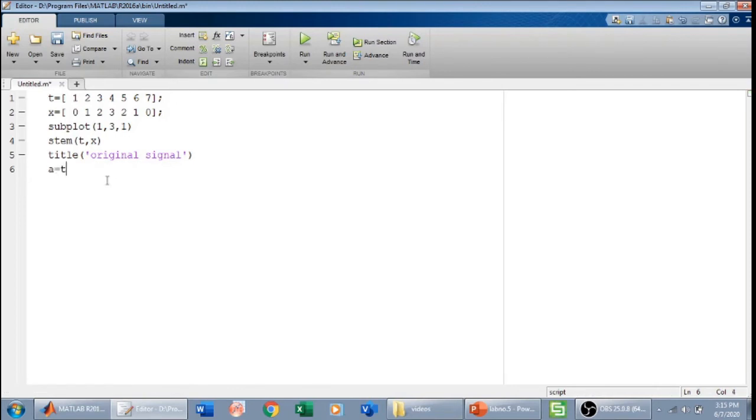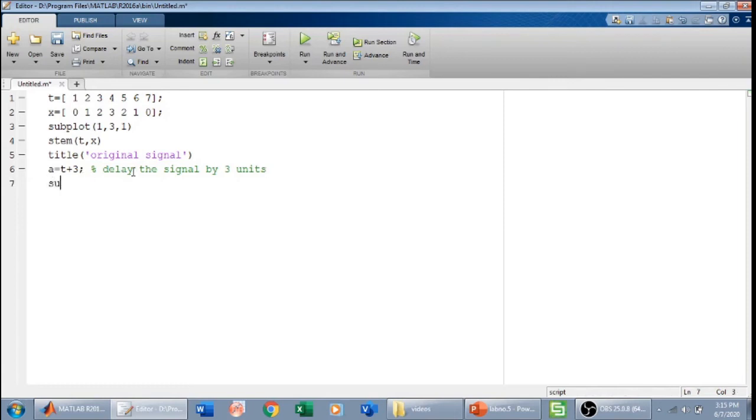So a is equal to t plus 3. So what I did here is delay the signal by 3 units. Fine. a is equal to t plus 3 is shifting towards the right. Shifting a signal towards the right means delaying a signal. So I have delayed the signal by 3 units.